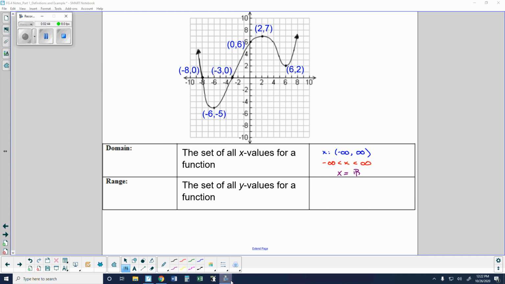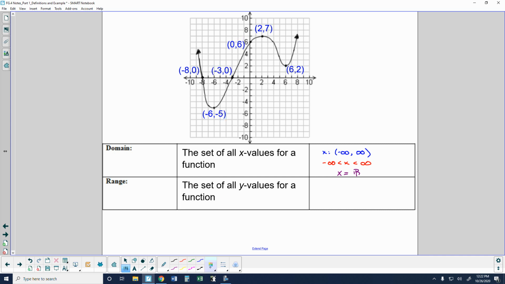The range, again, is all y values. So noticing by the arrows, this does go up forever. However, this function does not go down forever. The lowest point that it gets to, we can see on this graph right here, is at -6, -5. So the y value is the lowest y on this function, which is -5.